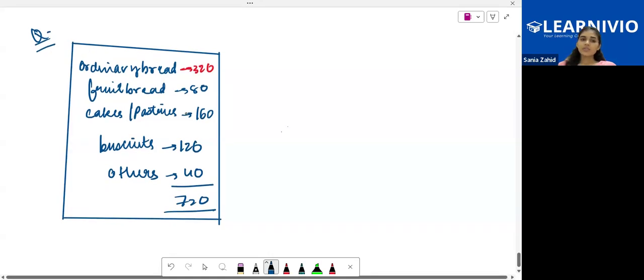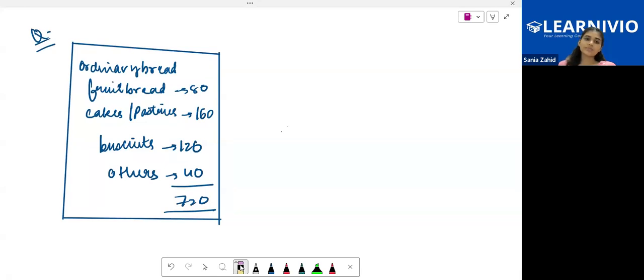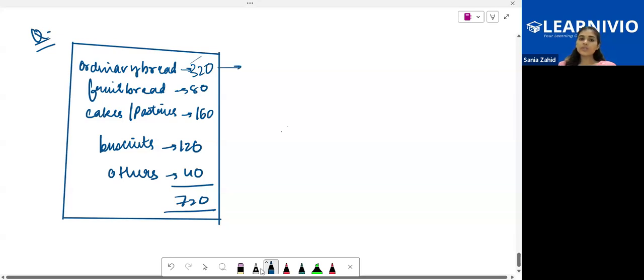Listen very carefully. What you will do is, you will first of all take out the fraction of everything. How will you take out the fraction? For ordinary bread, what will be the fraction? 320 by 720. Very nice. For fruit bread, it will be 80 by 720. For cake and pastries, 160 by 720. Just solve it also. Just solve the answers.